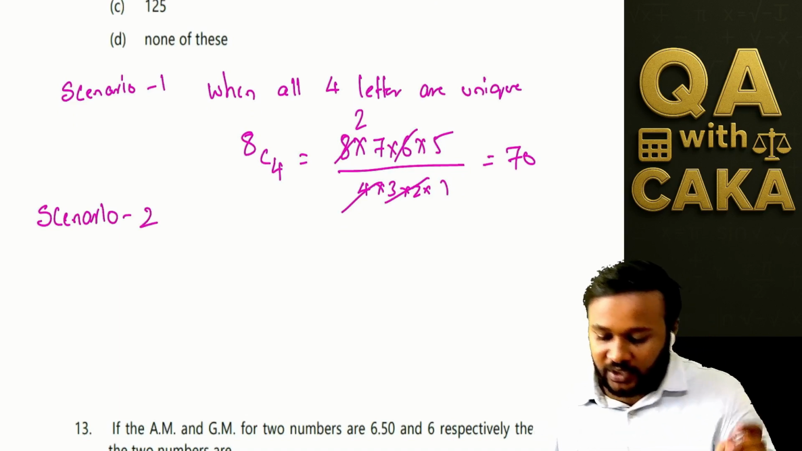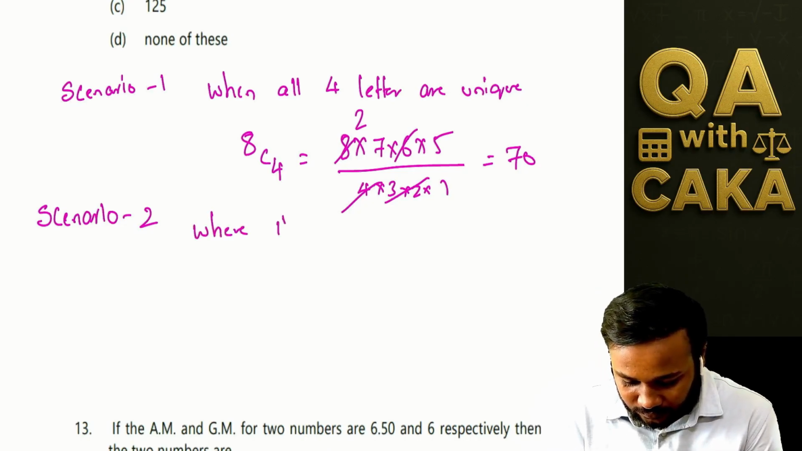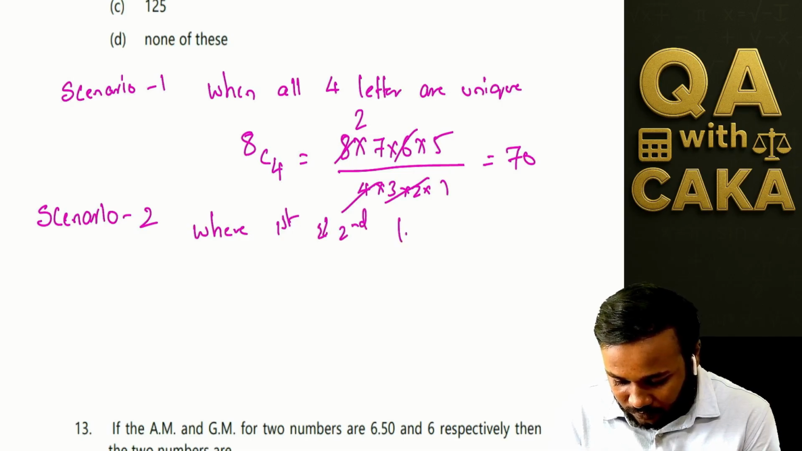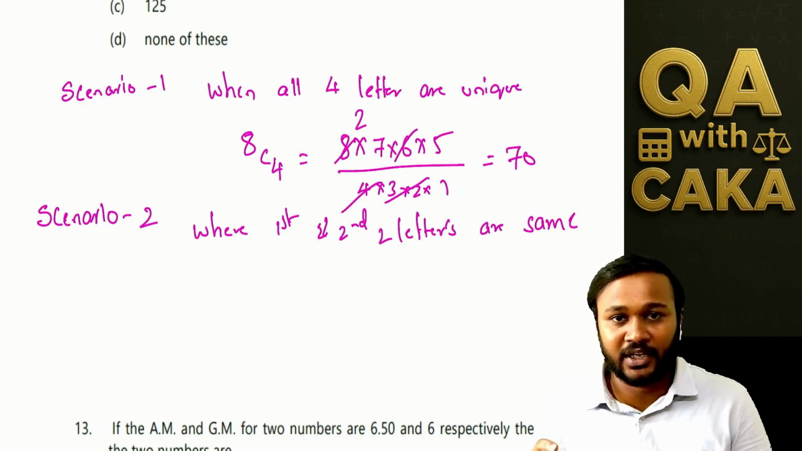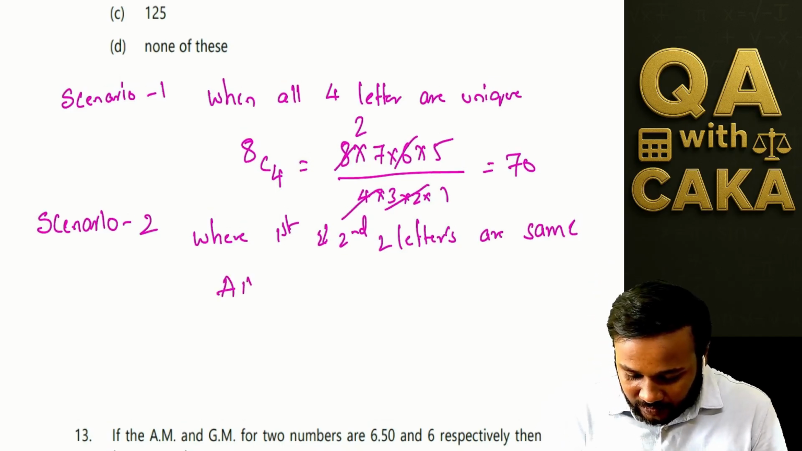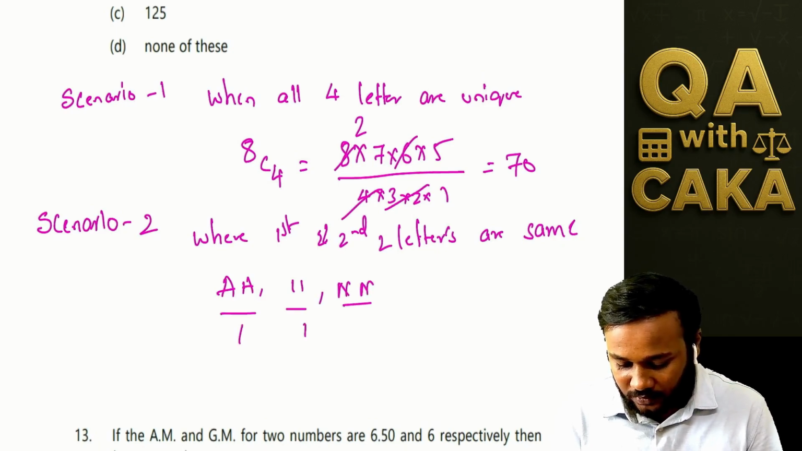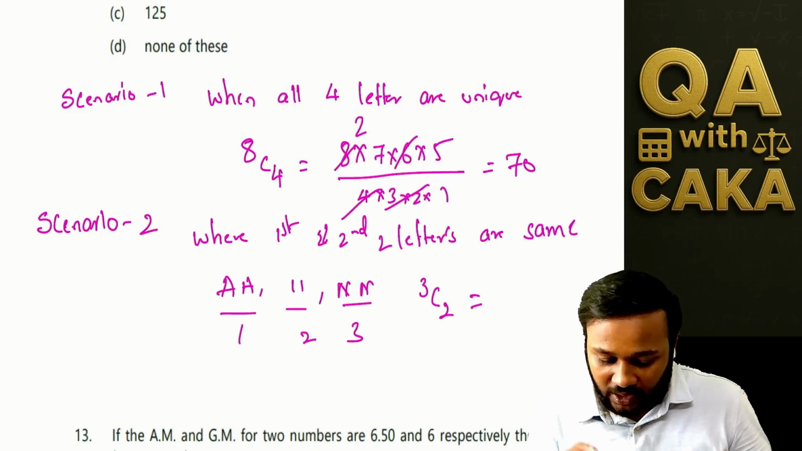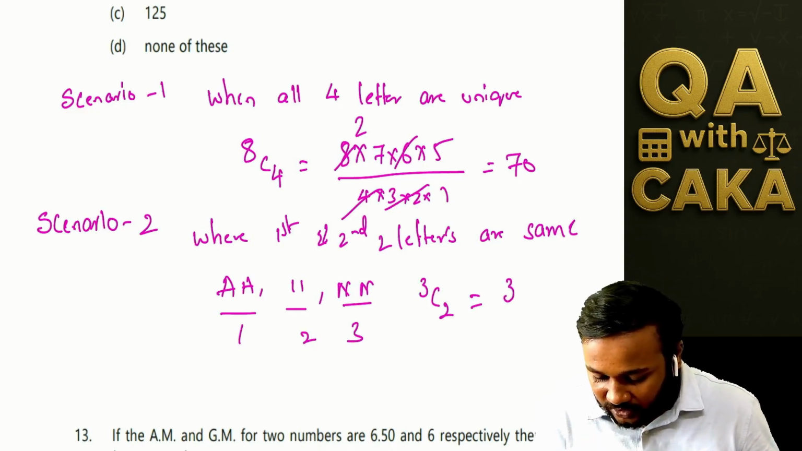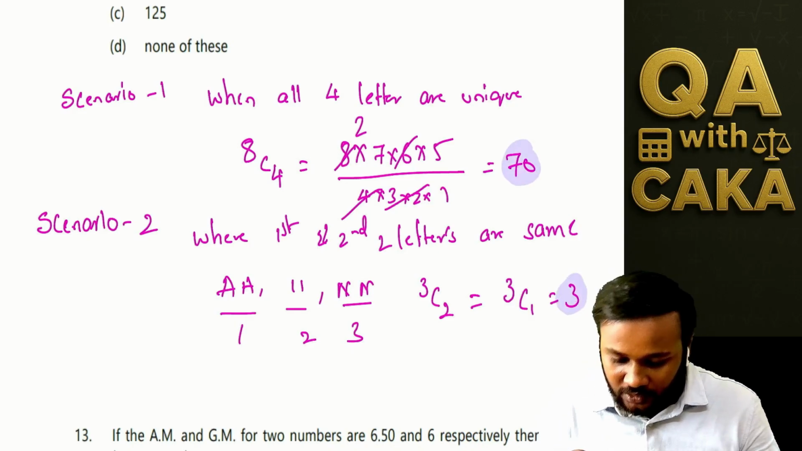Scenario 2, where the first two letters and second two letters are the same, like double A, double I. In such a case, let me write: first double A, double A, I, and N. So there are 1, 2, 3 pairs. So the chance is 3C2. I need 2 pairs, like 2 into 2, 4. That's how I get 4 letters. So 3C2 is nothing but 3C1, which is equal to 3. So 70 and 3. There's another scenario also.